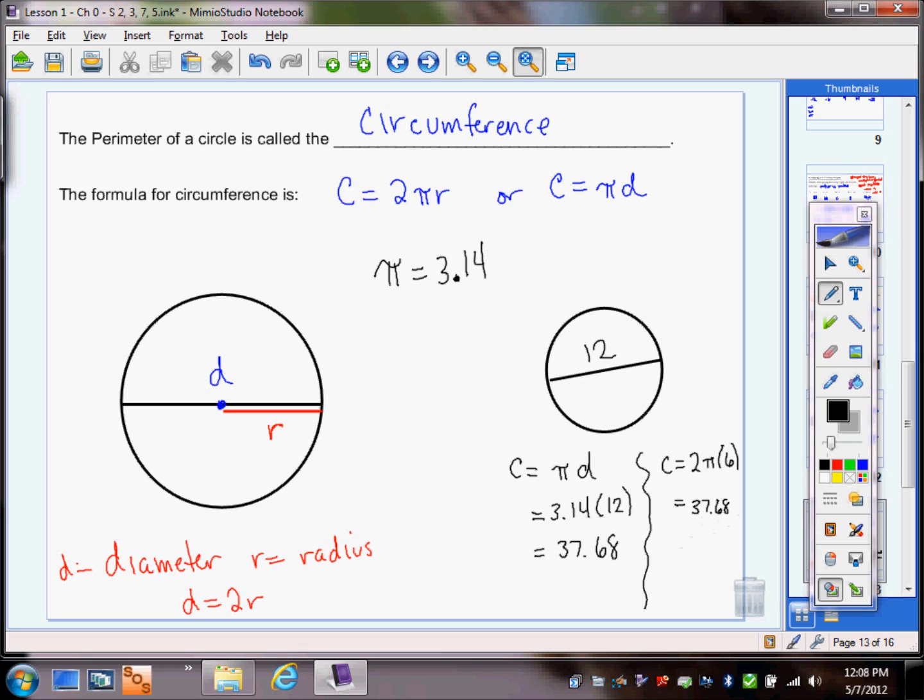So it doesn't make sense at that point to divide the diameter by 2 in order to multiply it by 2 again. So if they give you the diameter, you just multiply the diameter times pi. If you're given the radius, then you multiply it by 2 times pi.